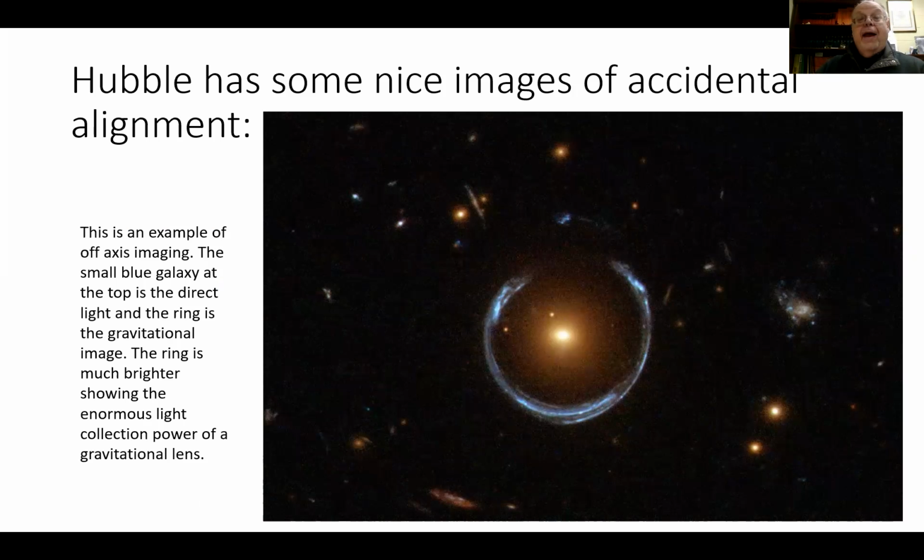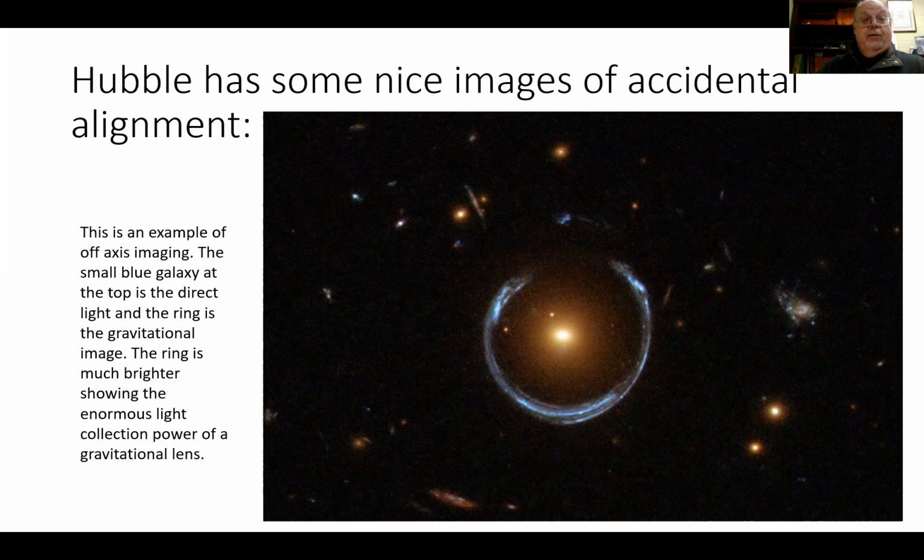The direct object is actually seen above the horseshoe, and it's this small little line of blue stars. And then the star creating the gravitational lens is the bright object in the center, and you have this ring arc. The arc itself, notice there's a lot more light in it, and that's because the light collecting power of a gravitational lens is enormous, about 10 to the 12 to 10 to the 13.